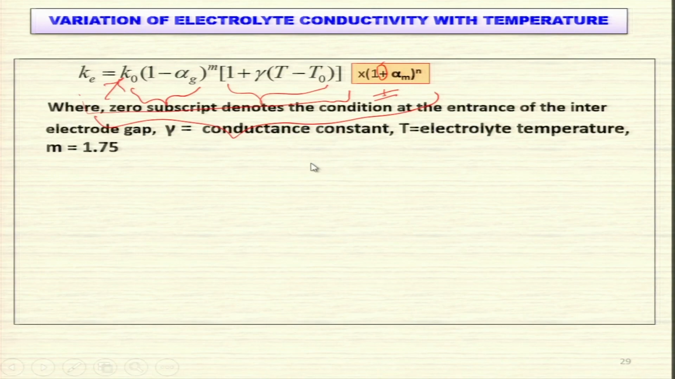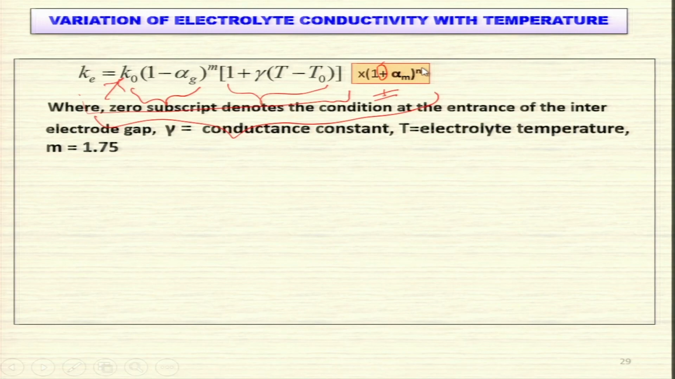Where 0 subscript denotes the condition at the entrance of the inter-electrode gap, that is K0 is the initial conductivity of the electrolyte. Y is the conductance constant and T is the electrolyte temperature. M is taken as 1.75 here, but all this depends upon experimental results; you can calculate this or find it out with the help of the experimental results.